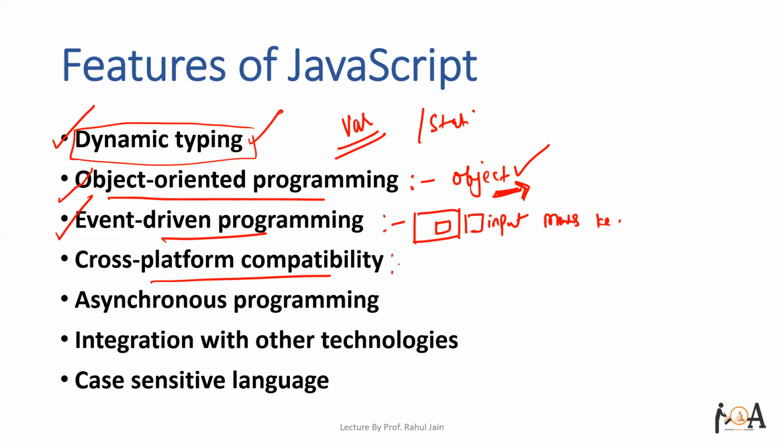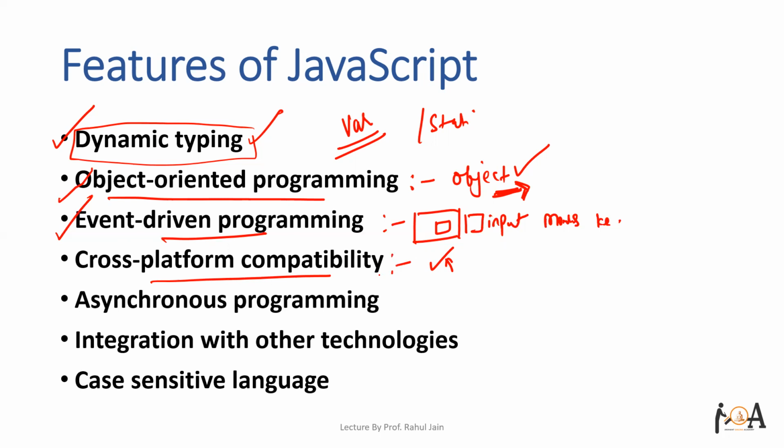Cross-platform compatibility. It means that you can write your JavaScript code on all supported platforms, and it can be supported by all the devices, and on all the devices you can use browsers for running them. So you can use any device, any platform, and you can run on any browser.